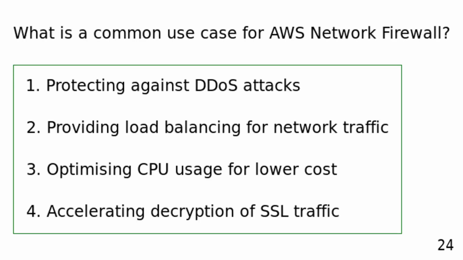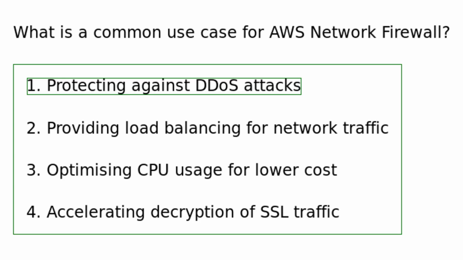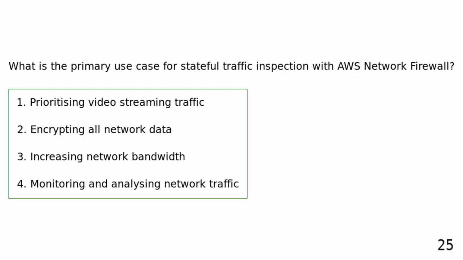What is a common use case for AWS Network Firewall? Protecting against DDoS attacks. Providing load balancing for network traffic. Optimizing CPU usage for lower cost. Accelerating decryption of SSL traffic. A common use case for AWS Network Firewall is protecting against DDoS attacks by filtering and inspecting network traffic to block malicious requests.